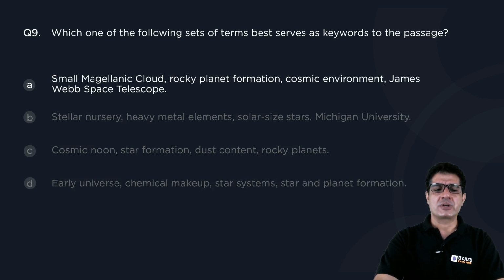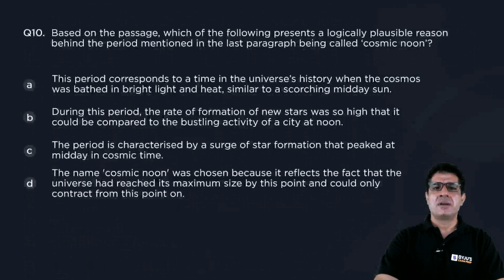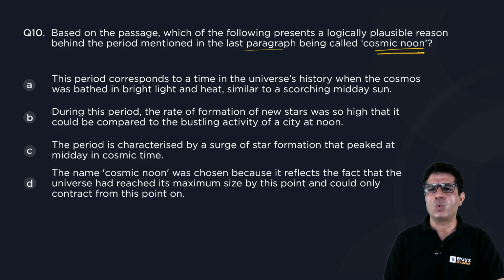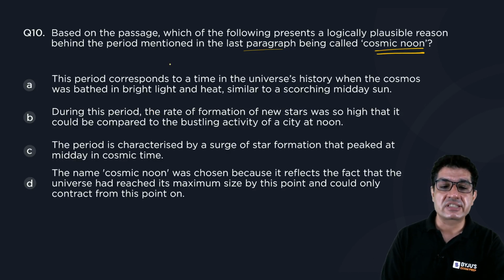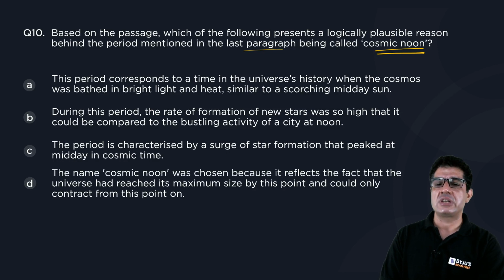Moving over to question number 10. Which of the following presents a logically plausible reason behind the period mentioned in the last paragraph being called cosmic noon? So very clearly, cosmic noon. There is a sentence that says during this time, a period called cosmic noon, there was a surge of star formations throughout the cosmos. So noon is used as a metaphor.